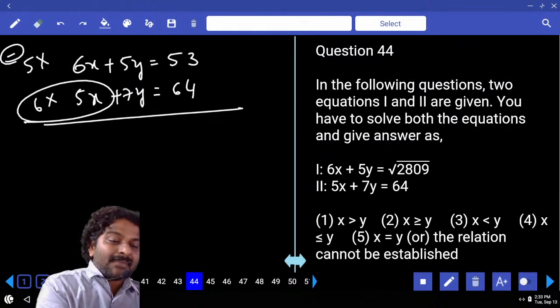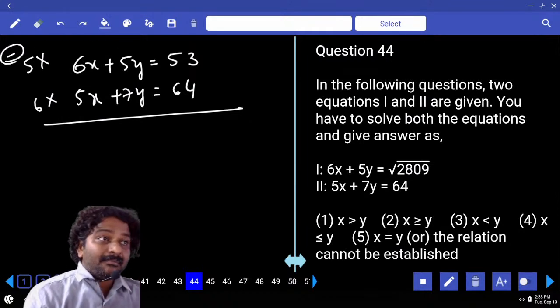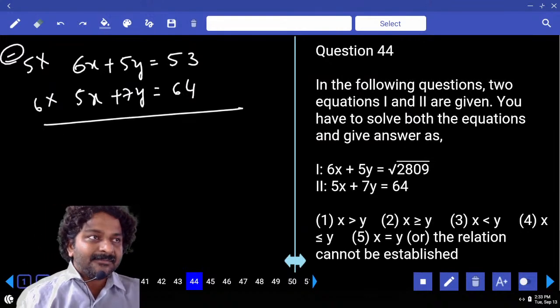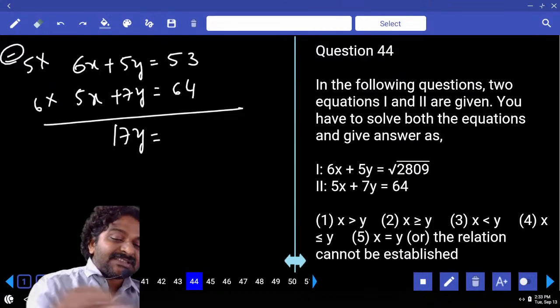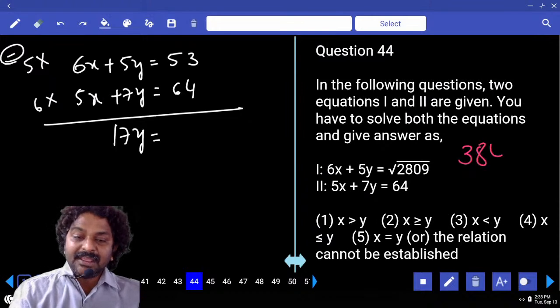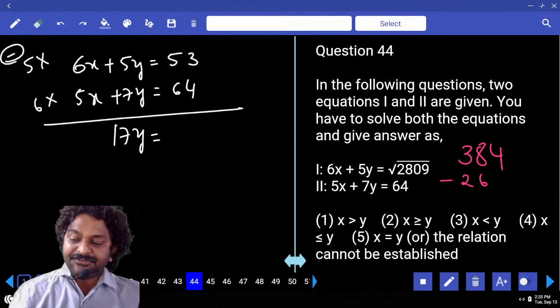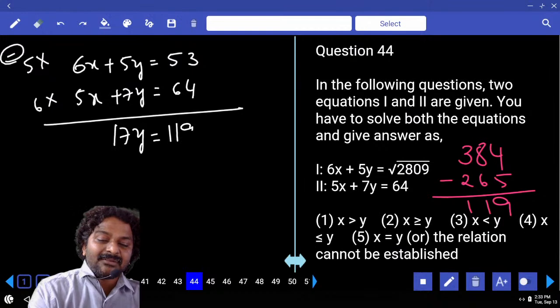30x minus 30x, both get cancelled. 5 into 5y is 25y, 6 into 7 is 42y, 42 minus 25 is 17y. 17y is equal to 64 minus... 6 times 64 is 384. 5 times 53 is 265. Take the difference: 119. If 17y is equal to 119, 17 how many times? That means y is equal to 7 only.